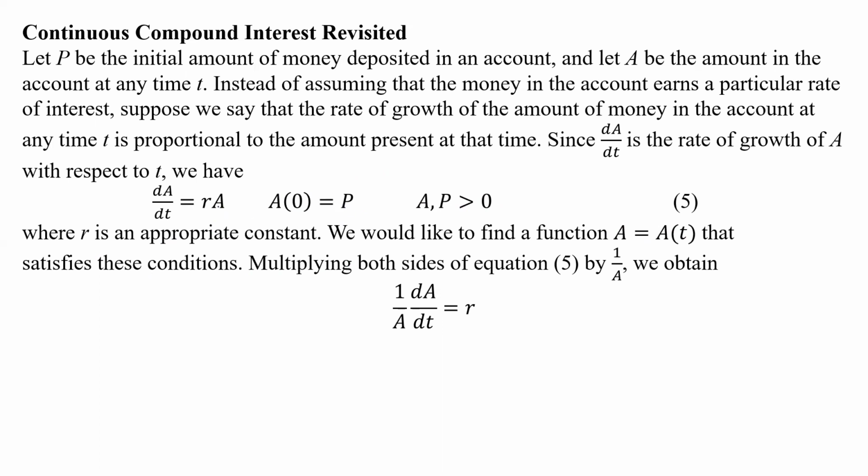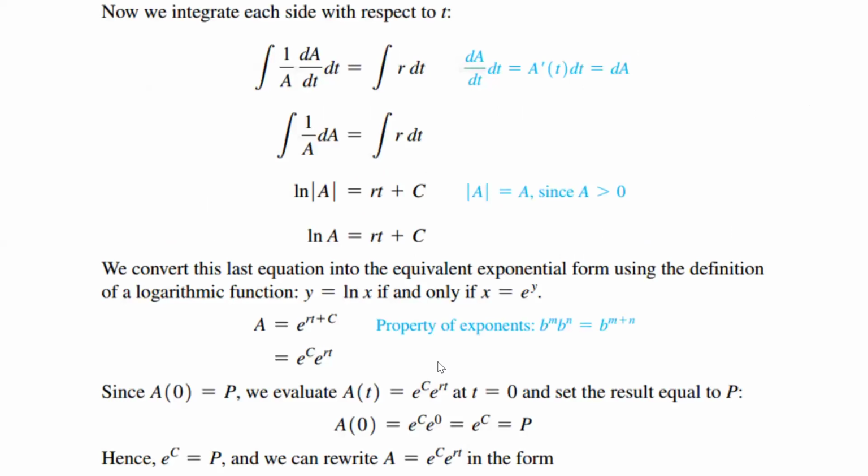So what we're going to do is multiply both sides of this equation by 1 over A, or divide by A, however you want to look at it. And when we do that, we get 1 over A dA/dt is equal to R, okay? Now what we're going to do is integrate each side with respect to time. And so now we've got the 1 over A dA/dt dt equals R dt. Okay. Well, dA/dt times dt, guess what? Those dt's cancel, or we can take it to the other side is really what we're going to do. And so then we really just have this is equal to this, so they've canceled.